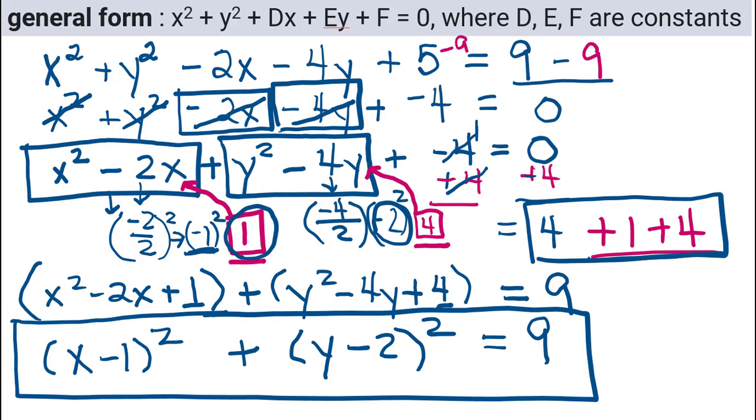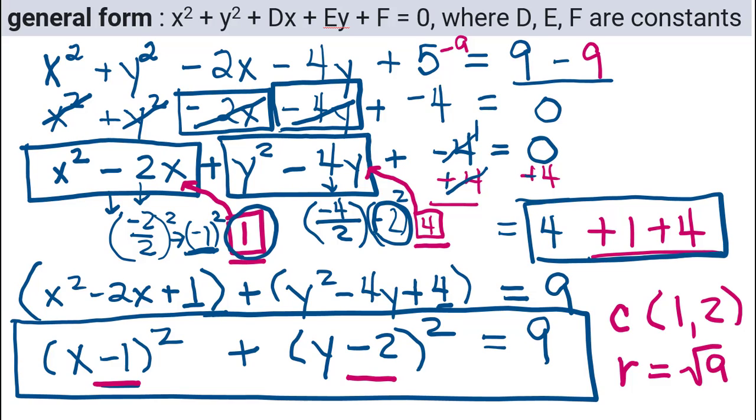So we put our equation in standard form so that it would be easy to find the center of the circle. The center of the circle would be 1, 2, and the radius would be the square root of 9, or just 3.